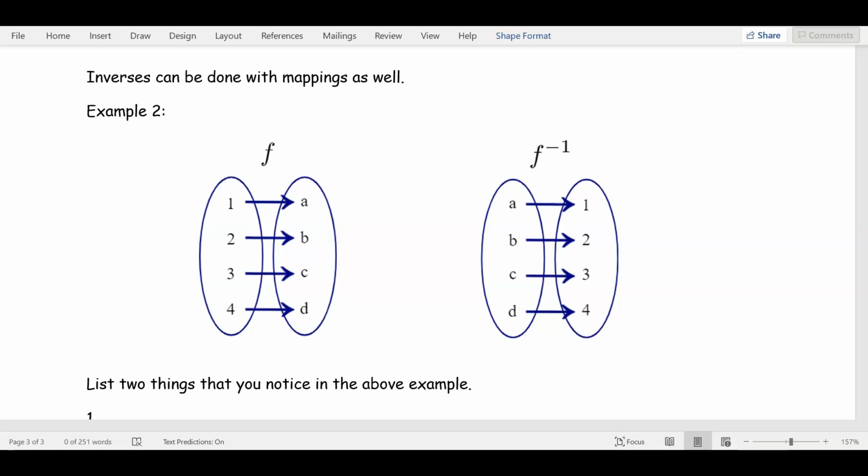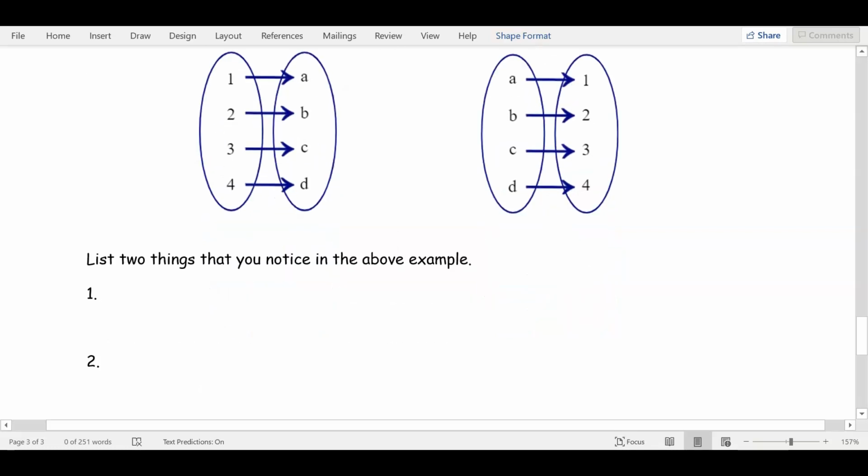What changed from this one to this one? Right, the -1, but in the ovals, what changed? They flipped yet again. Same thing, right? Except what did not change? The numbers and letters did swap, but between that, what do you notice? Did the arrows change? The arrows are still going from left to right. So those are our 2 observations. You switch the ovals, but you don't change the arrowhead, okay?